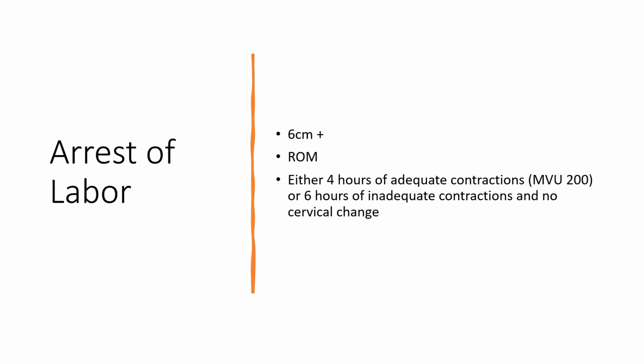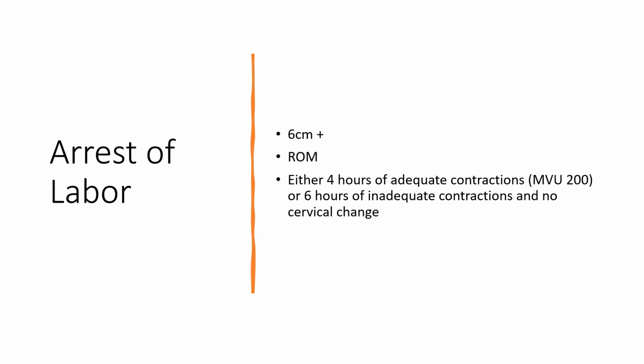The next type of dystocia is related to arrest of labor. So this is where mom is at least 6 centimeters dilated, her water is broke, and now she just isn't making cervical change. So she either needs to have 4 hours of adequate contractions. Okay, so if she has an IUPC in, we would measure to see what her Montevideo units are, and they're at least 200, or 6 hours of inadequate contractions and no cervical change.